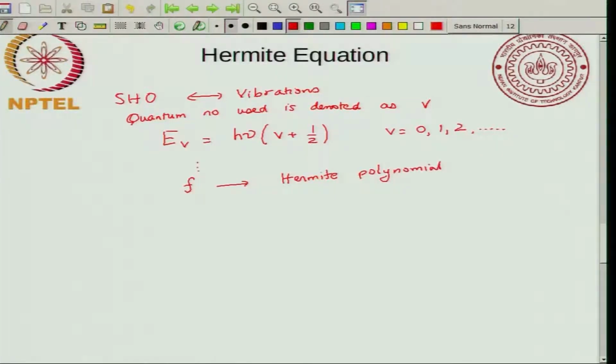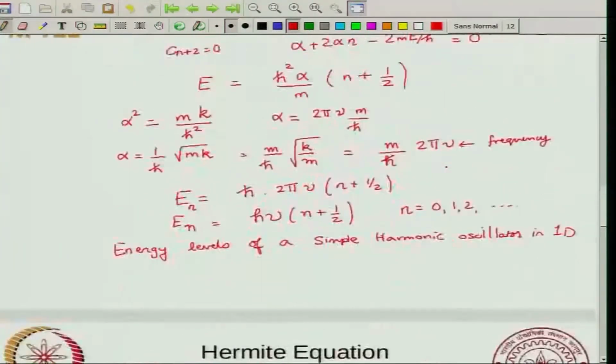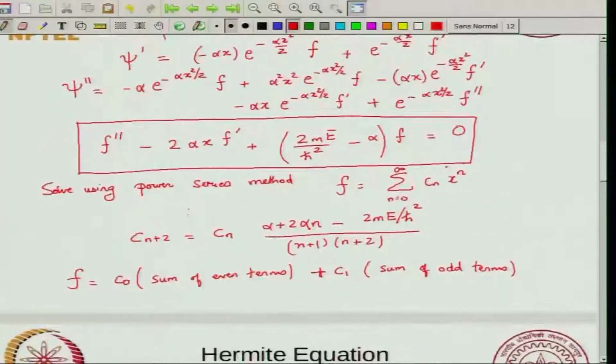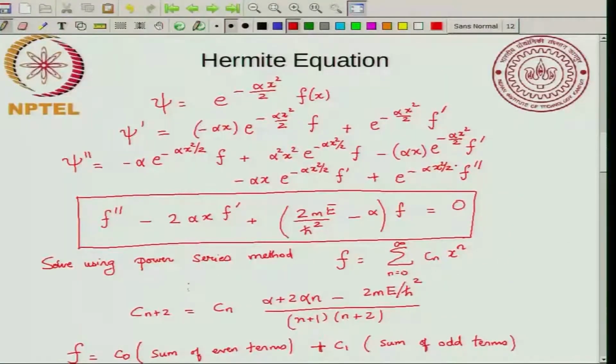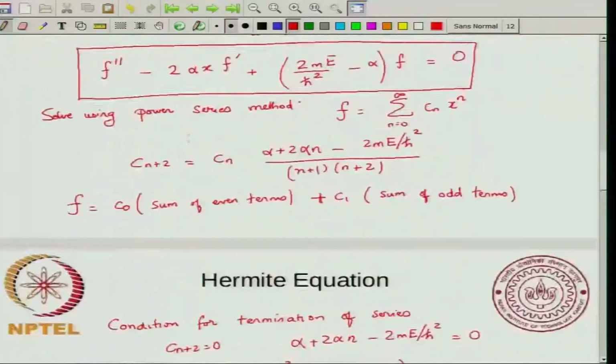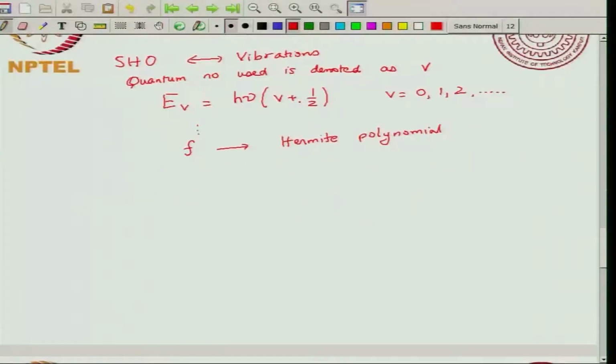Okay, and if you remember, we got f by starting with the wave function, starting with psi. We made a transformation. We converted from psi to f. So the wave function is just e to the minus alpha x square times f of x. The final form of the wave function is the following. So psi v of x has this form. I won't write the constant of proportionality.